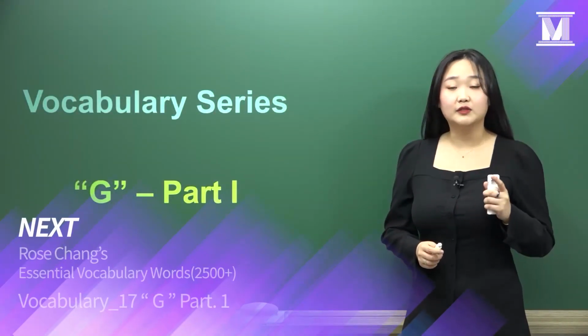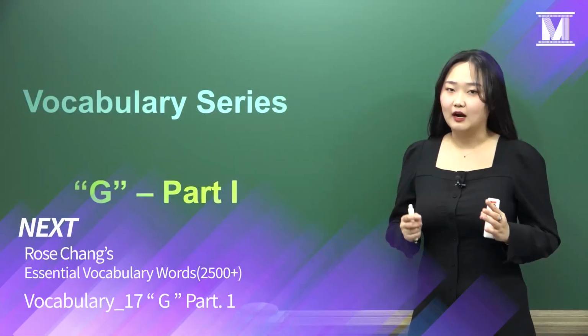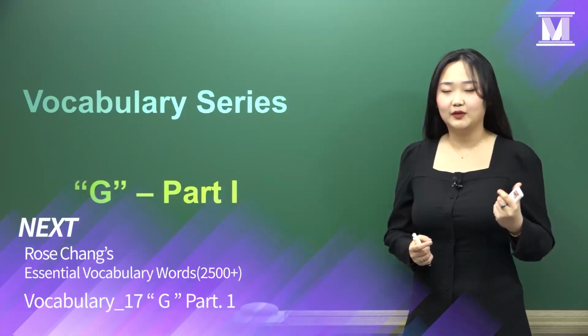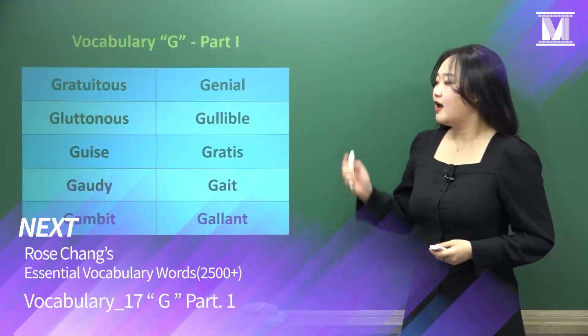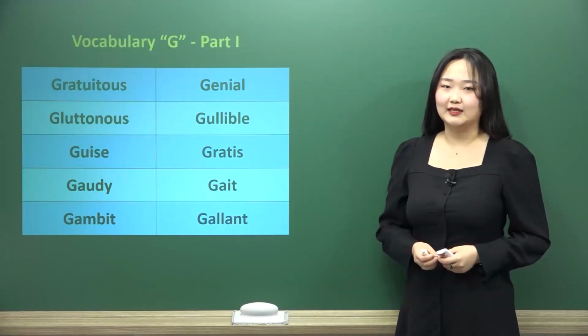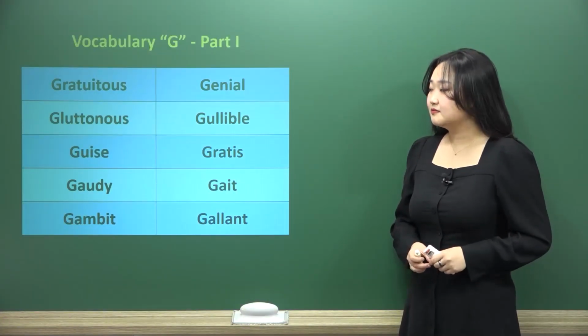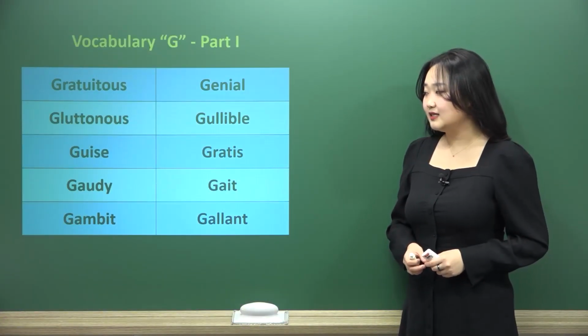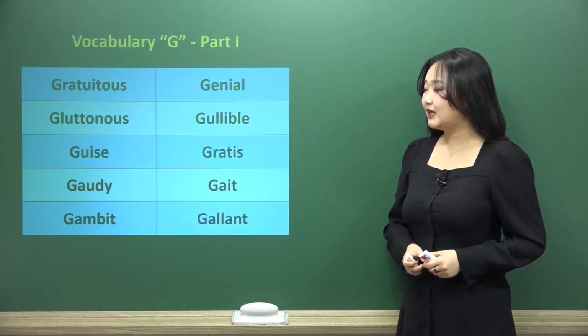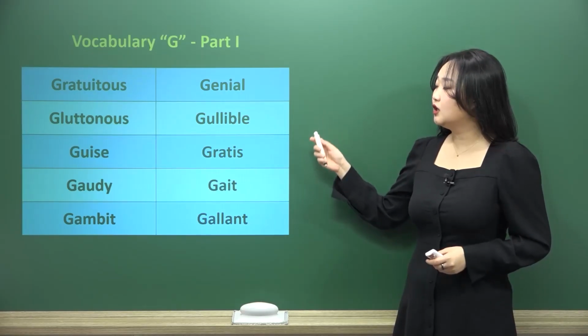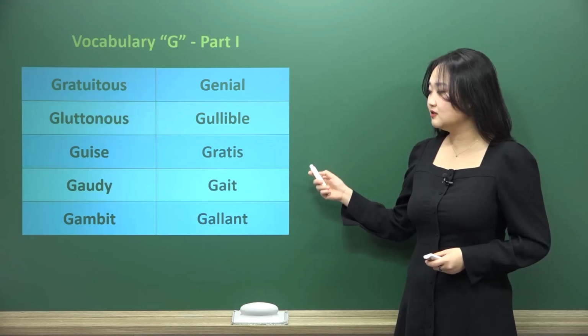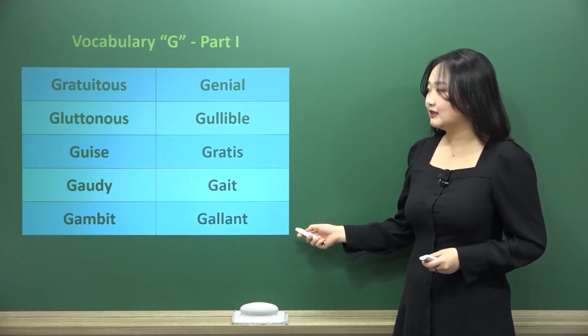So here we are with G part 1. This is our 10 words. We're not talking about the 5 that we did the last time. We're talking about a new 10. And let's read these out together before we get started. Gratuitous, gluttonous, guise, gaudy, gambit, genial, gullible, gratis, gate, gallant.